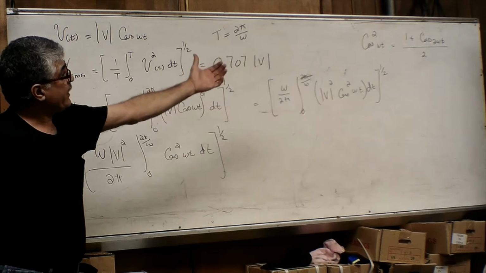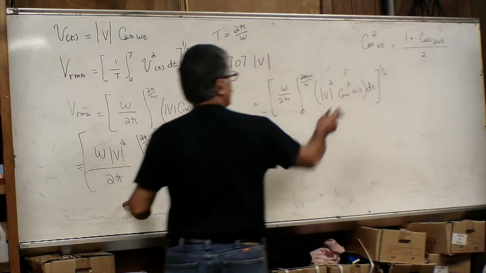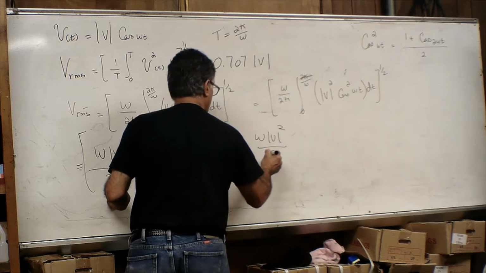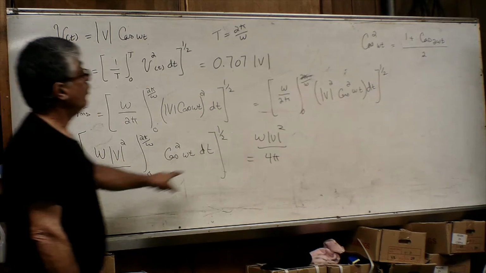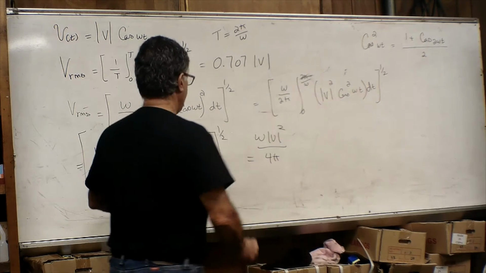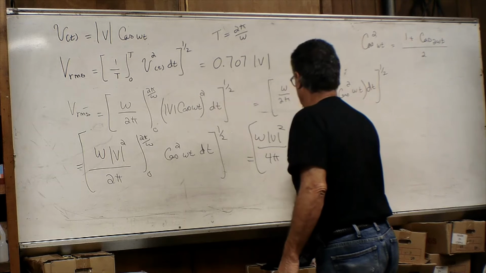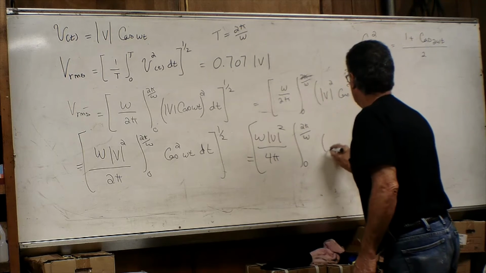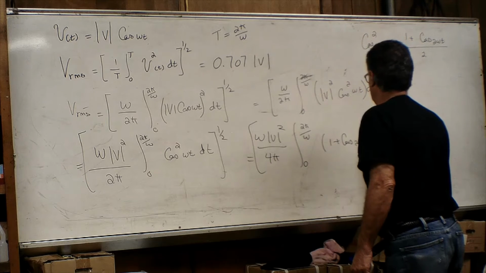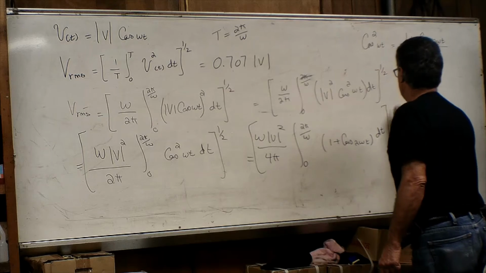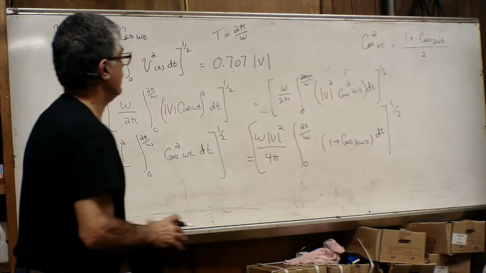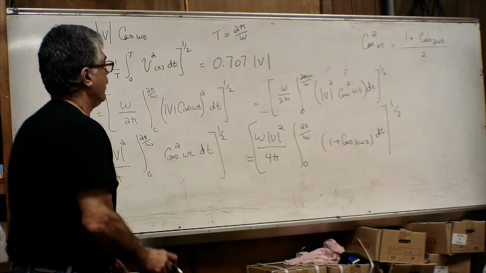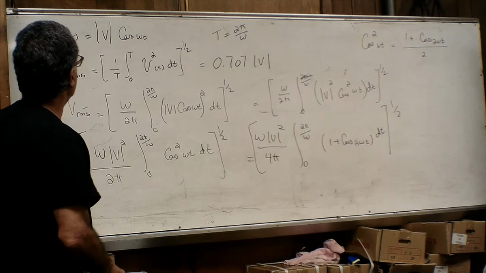So let's take that 1/2 out. We can write this as omega v squared divided by 4 pi, since 2 multiplied by that 2 will be 4 pi, then the integration from 0 to 2 pi over omega of 1 plus cosine of 2 omega t dt, the whole thing to the power 1/2.